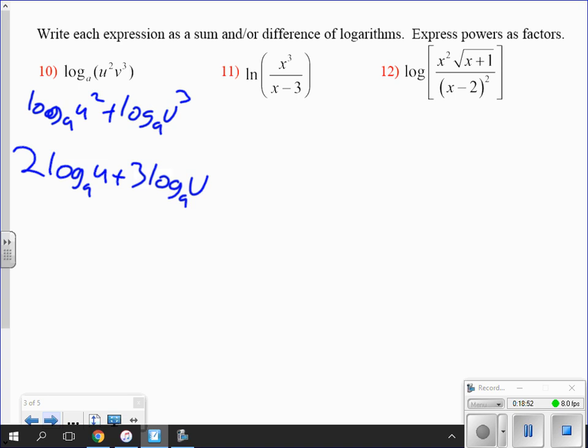Okay. So if I break the next one down, first thing I want to do is I have things divided, right? So I'm going to have the natural log of x cubed minus the natural log of x minus 3. And then it's an easy step from there. Bring your power down out in front. 3 times the natural log of x minus the natural log of x minus 3.